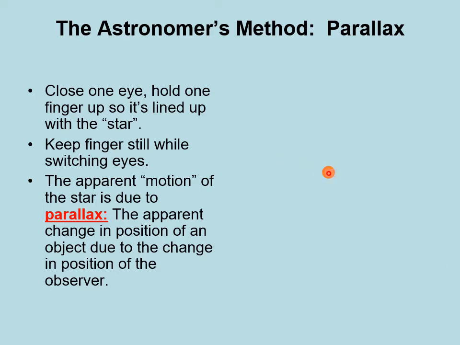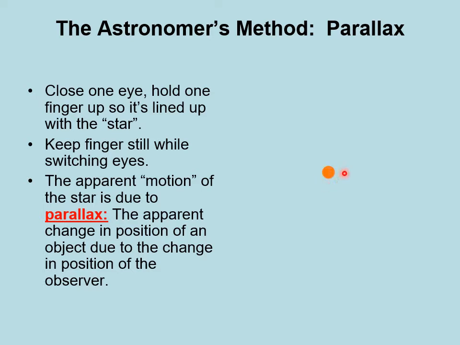Now what you're going to do is switch eyes. Close the eye that you were looking with and open up your other eye. So go from your left eye to your right eye, or vice versa, and notice what happens. See how the star moves? You can blink back and forth between your two eyes. Notice how the star is apparently moving back and forth.